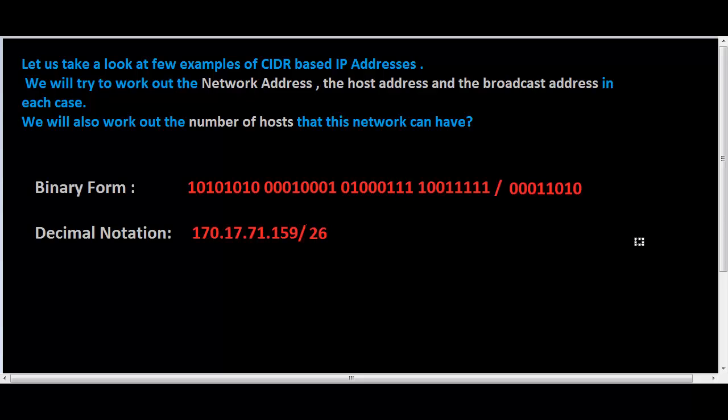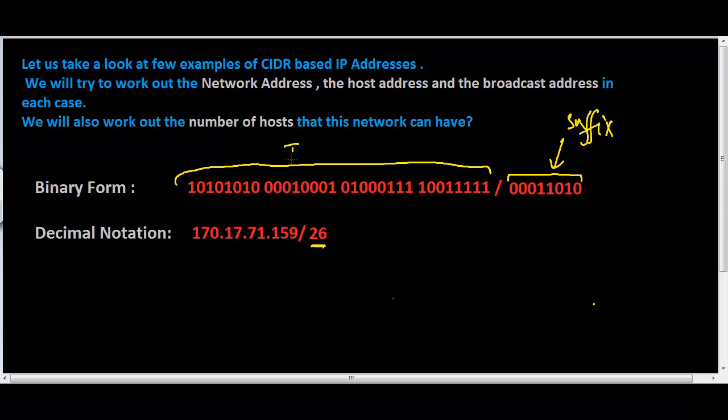Okay, in this example, what we can straight away see is that this here is the suffix. So this is our suffix, and this is going to tell us how many network bits we have. When we convert this suffix into a decimal value, it comes out to be 26, and this here is our IP address.